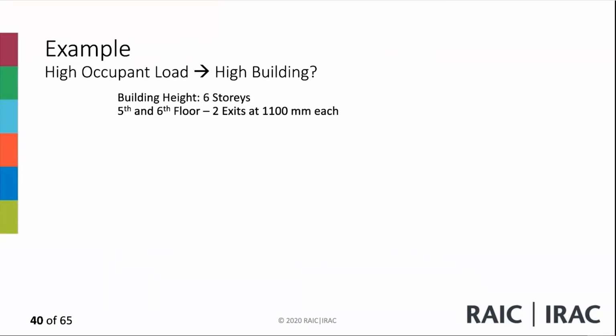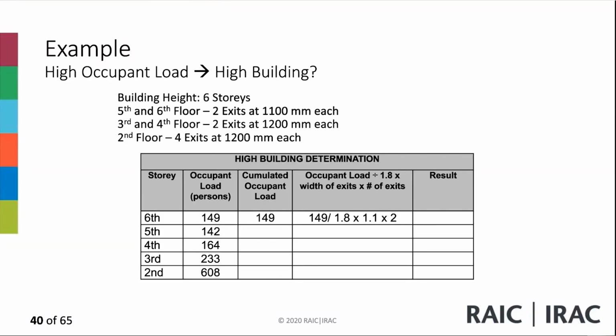I have a building height of 6 stories. Each has 2 exits at 1100 millimeter each. The third and fourth floor have 2 exits at 1200 millimeter each. The second floor has 4 exits at 1200 millimeter each. So I do this evaluation for each story because I'm looking at the exit from every story, right?